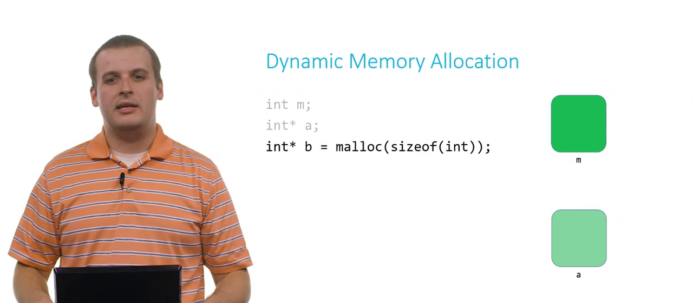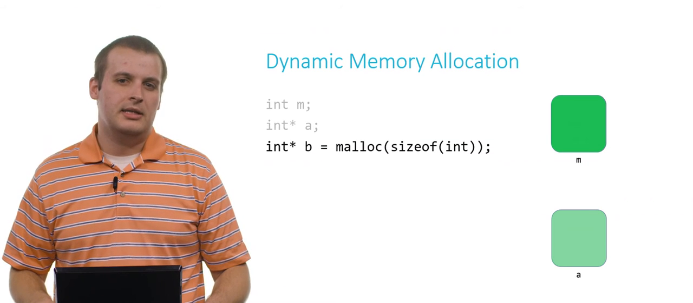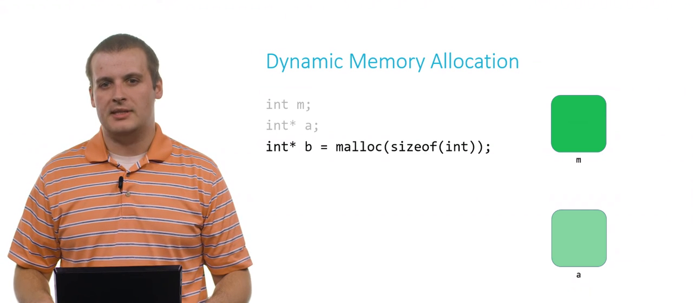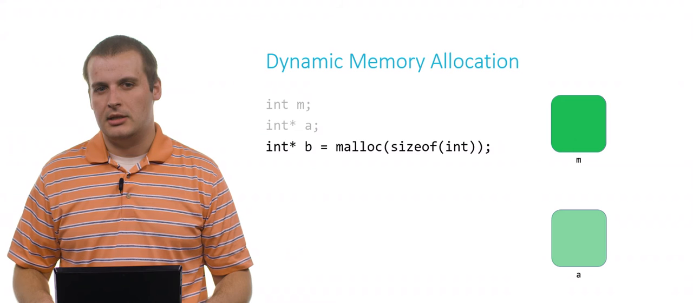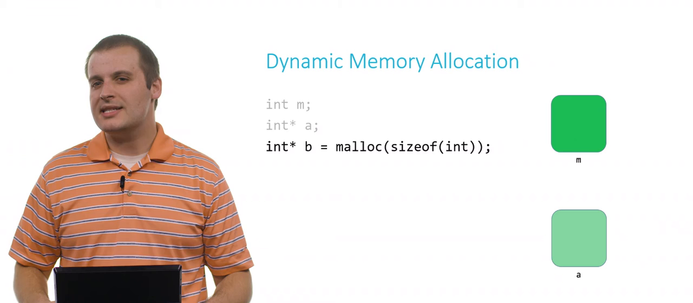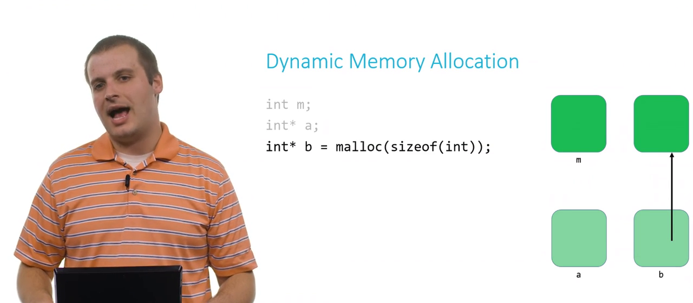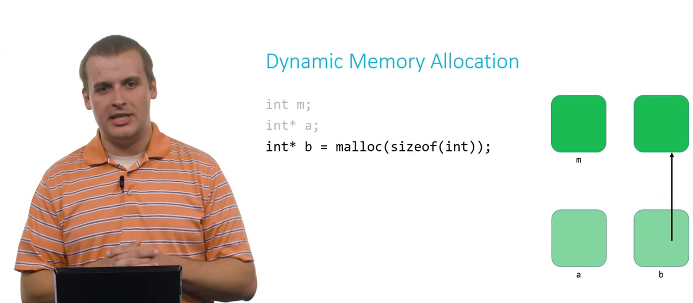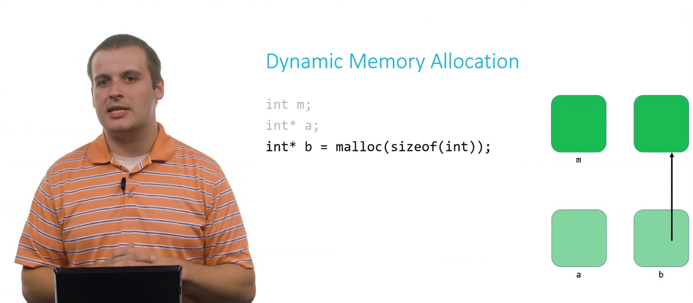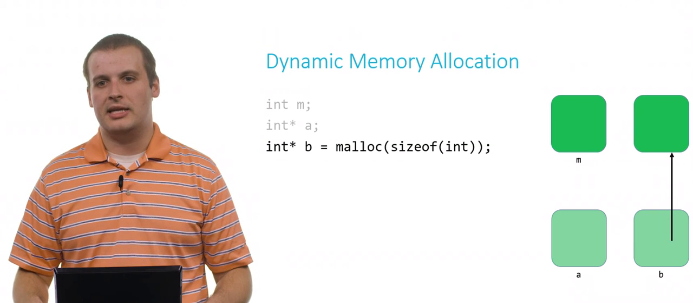Int star b equals malloc size of int. This one might be a little tricky. Take a second and think about what you would expect to happen on this diagram. Int star b equals malloc size of int. Well, this doesn't just create one box. This actually creates two boxes, and it also establishes a pointer relationship. We've allocated one block of memory on the heap. Notice that the top right box there does not have a name. We malloced it. It exists on the heap.